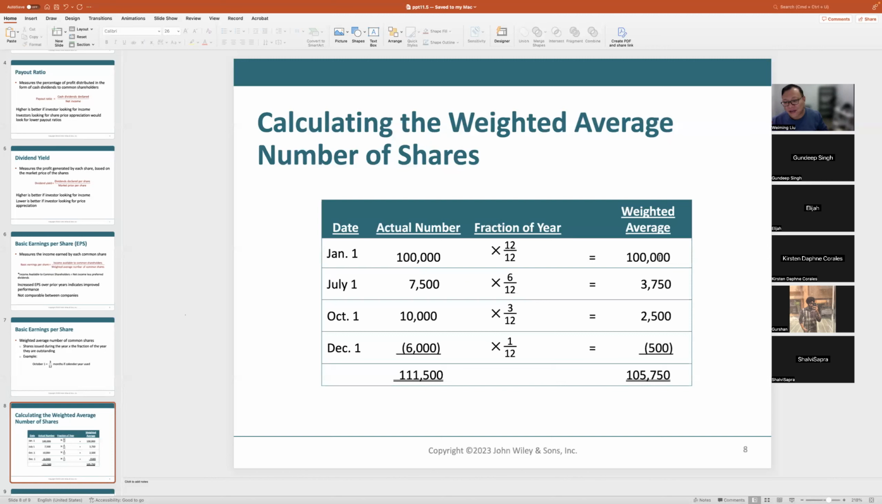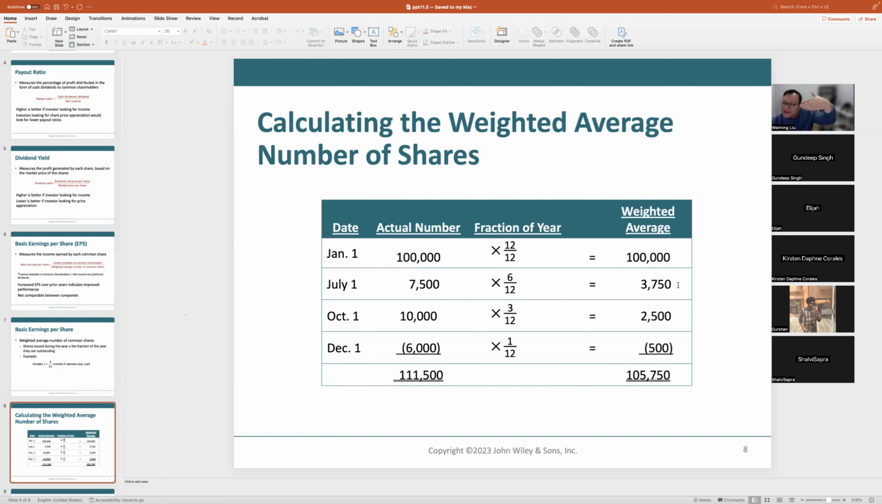So that is 100,000. July 1st. So 6 months have passed since January 1st. On July 1st, you are holding 7,500 shares until the end of the year. How long have you held them? 6 months. So what is the weight? The weight will be 6 divided by 12. So 7,500 times 6 divided by 12, that is 3,750.